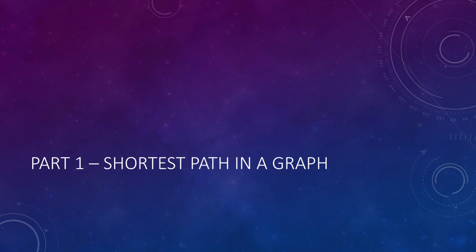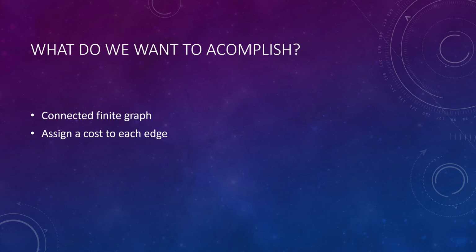The first part is about the shortest path in a graph. So, what do we want to accomplish? Let's start with a connected finite graph and assign a cost to each edge. This means that we assign a positive number to each edge. This can correspond to distance or time or a combination. So what do we want to do? Given 2 points, we want to find the shortest path between these 2 points when looking at the cost. So the cost of the path is the sum of the cost of its edges.